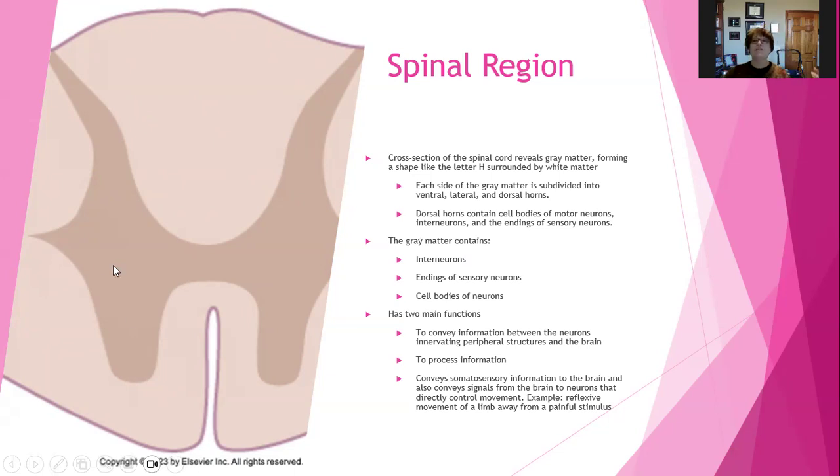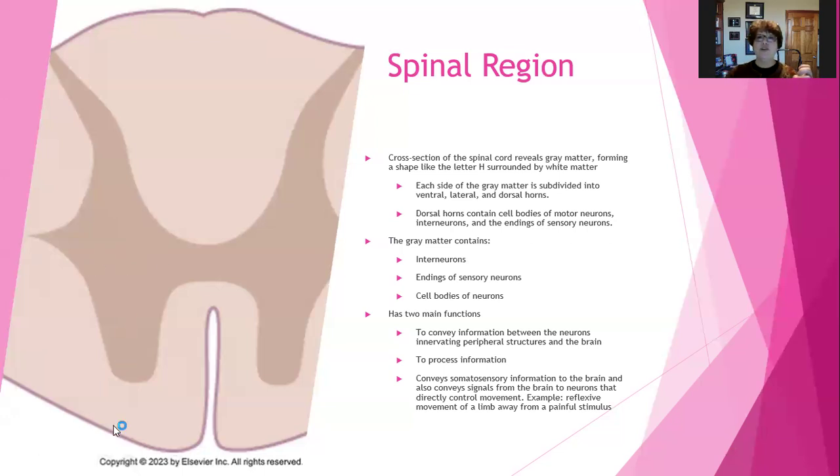The dorsal horn contains the cell bodies of motor neurons, interneurons, and the endings of sensory neurons. So we'll talk in more detail about that. The gray matter in the spinal cord includes interneurons, which are taking from one to another. They're not afferent or efferent. The endings of sensory neurons and the cell bodies of neurons.